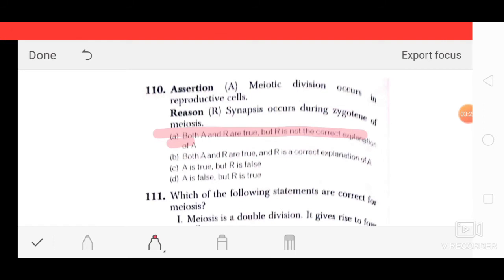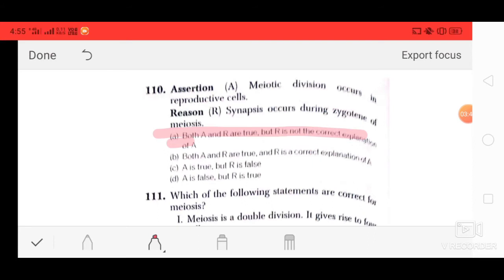Prophase 1 of meiotic division is a long phase which is divided into 5 subphases, that is leptotene, zygotene, pachytene, diplotene, and diakinesis. In the zygotene phase, homologous chromosomes pair up, and this process is called synapsis. Each pair is called a bivalent.